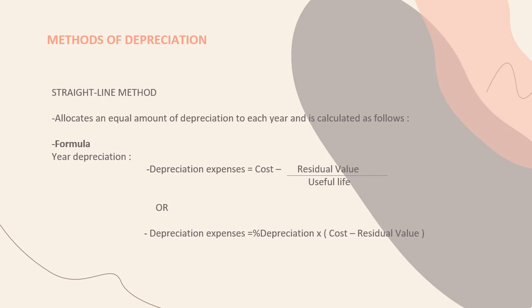So, I will start with the straight line method. It is about how we allocate an equal amount of depreciation to each year. So, we will use this formula. Yearly basis, we will have cost minus residual value over useful life. Or we can also use the second formula, that is percentage of depreciation times cost minus residual value.